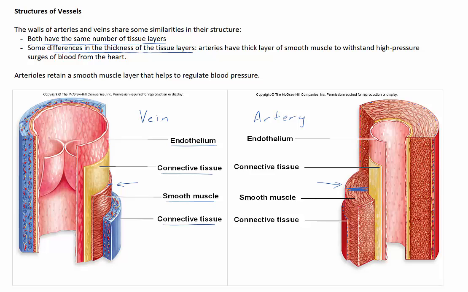The artery carries blood away from the heart and has to withstand very high pressure surges of blood from the heart, and that's exactly the role of the smooth muscle. It's to provide that strength and structure to the artery. So arterioles retain this smooth muscle layer, which is in veins and arteries, and in arterioles that smooth muscle layer helps to regulate blood pressure, which I'll talk about in more detail in another video.